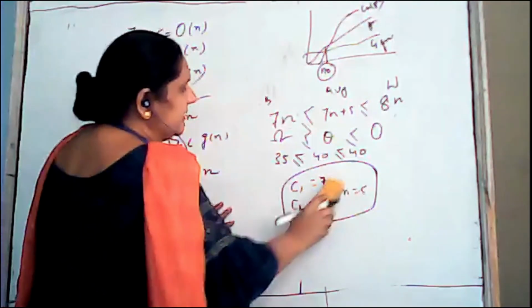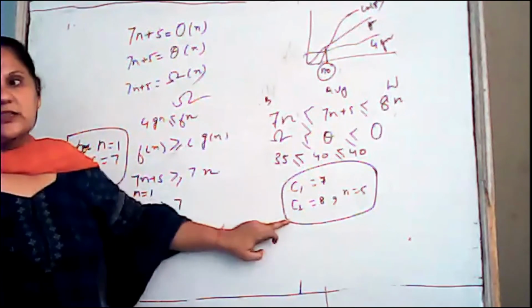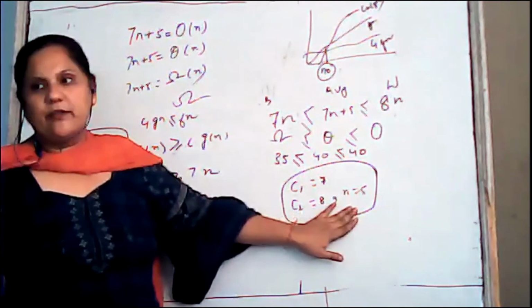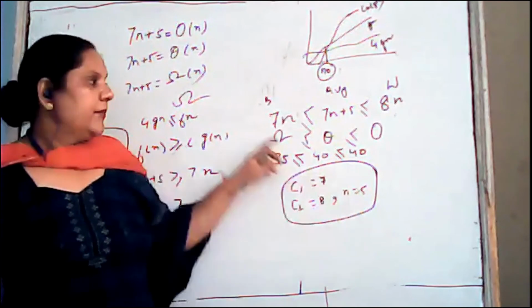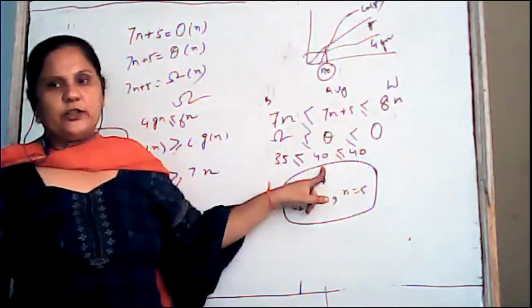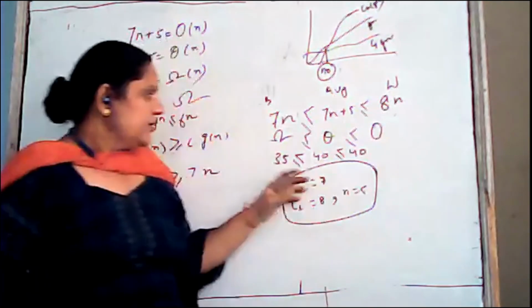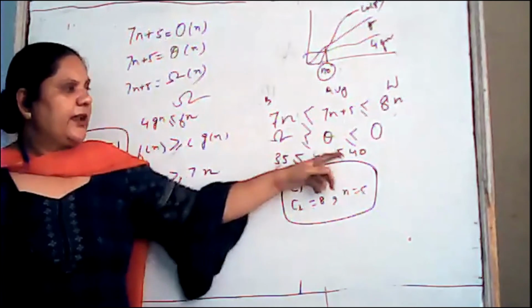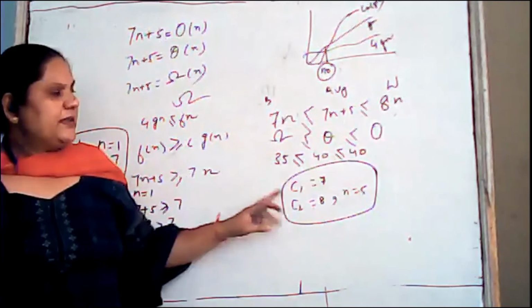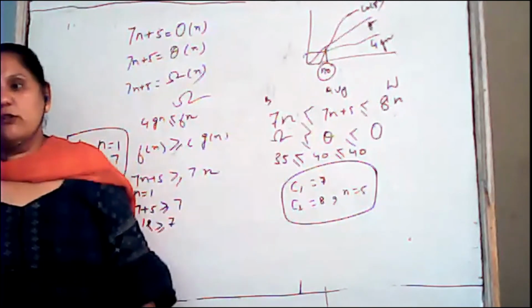That means we can consider this relation will hold for C1 is equal to 7, C2 is equal to 8 and n is equal to 5. Because this is 7 into 5, 35. 7 into 5 plus 5 is 40. Then 8n is 8 into 5, that is again 40. So that means 35 is less than 40 and it is less than or equal to 40. That means C1 is 7 and C2 is 8 for n is equal to 5 also holds.